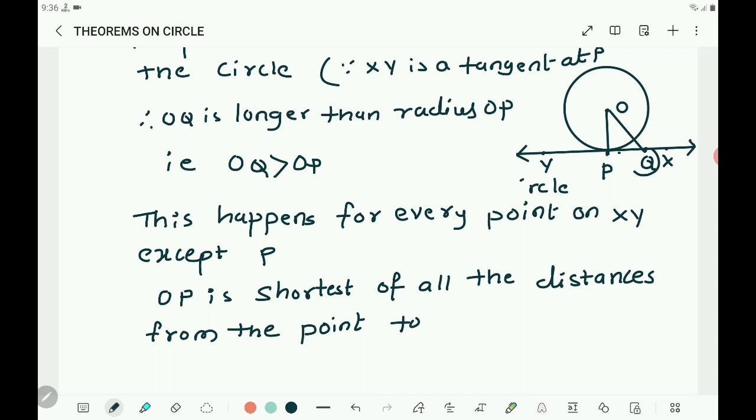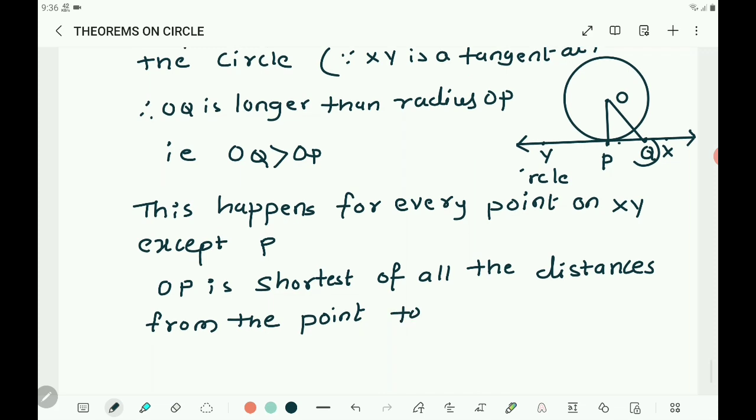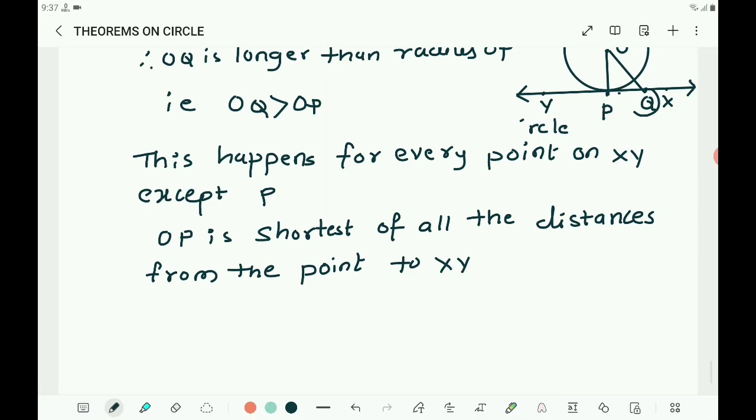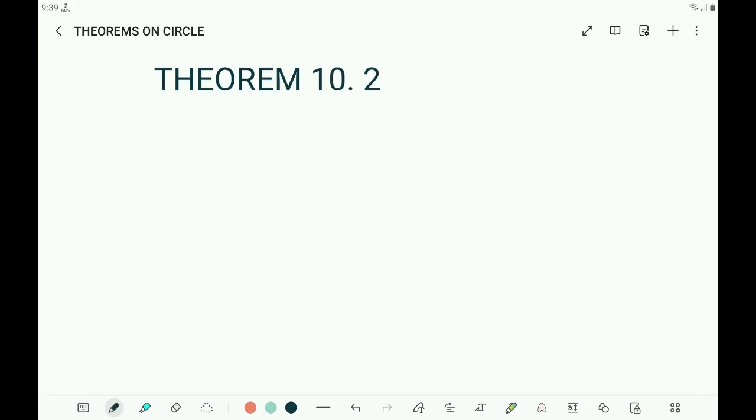From the point O to XY. Therefore you can say that the shortest distance becomes the perpendicular. Therefore OP is perpendicular to XY because the shortest line becomes the perpendicular.